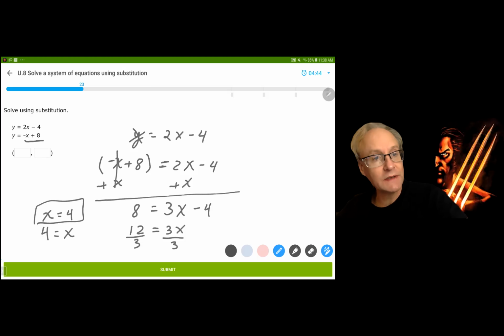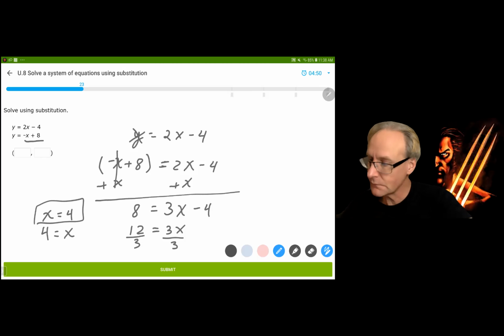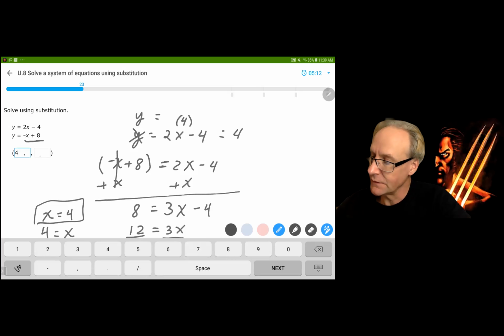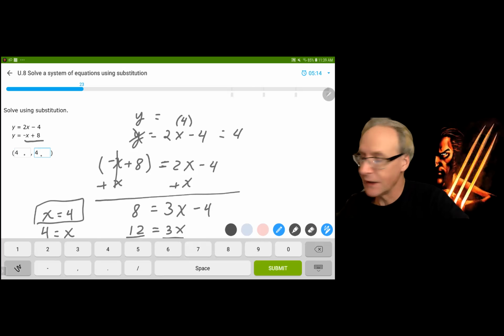And the problem is, what's y? Well, you need to substitute into either one of these. It doesn't matter which equation you substitute into. If I substitute x into this one, I get 8 minus 4, which is 4. That's what y is equal to. I could also substitute the 4 into the second equation, and I get negative 4 plus 8, which is also 4. So 4, 4 is my solution. X is 4 and y is 4.